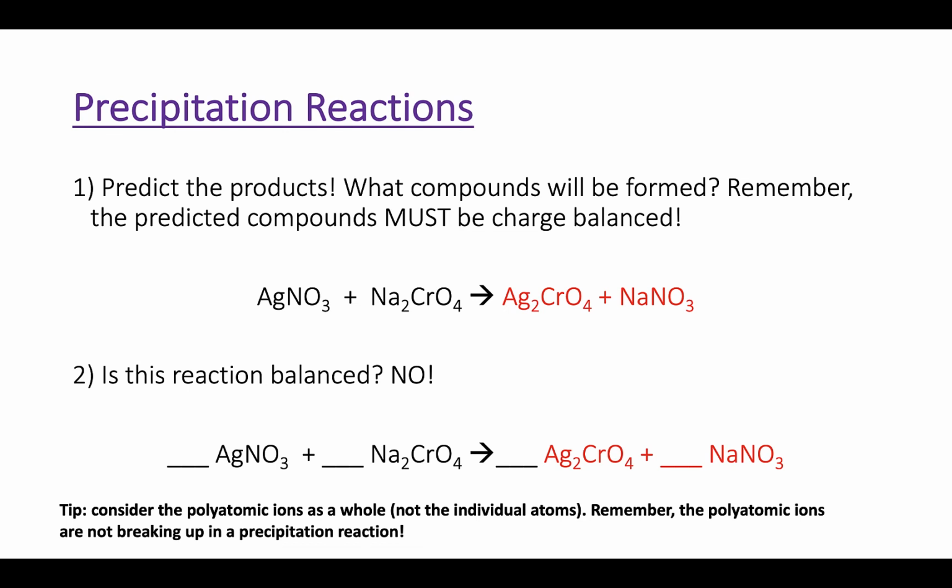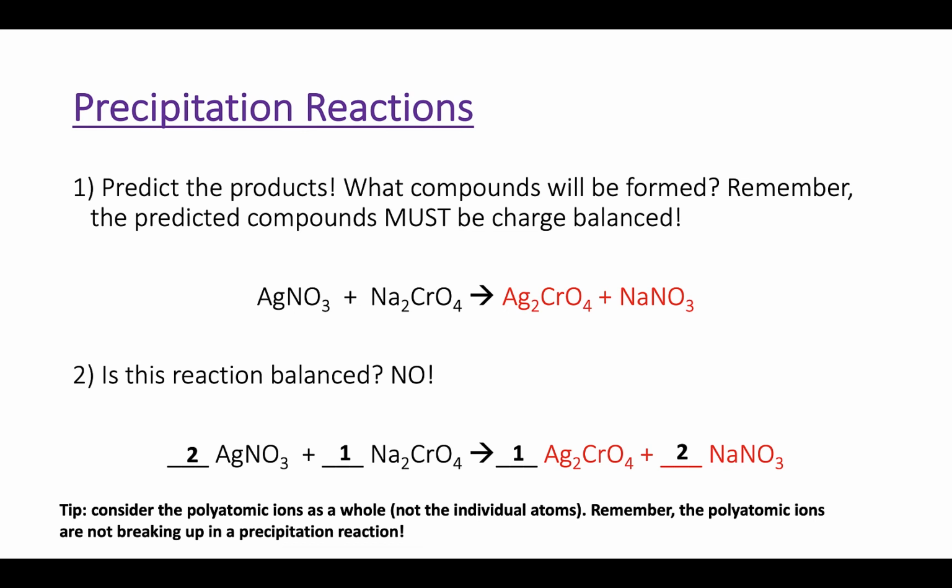Balance the nitrates, balance the chromates, balance the silvers, and balance the sodiums. Let's take a look at how that works. We end up with the following. First we balance the silvers, and we say we need 2 silver nitrates on the reactant side, so I would put that 2 in there first. Then scanning through again, looks like we have 2 sodiums and 2 nitrates on the reactant side, so we'll need to put a 2 in front of the sodium nitrate on the product side. At that point, everything looks balanced.